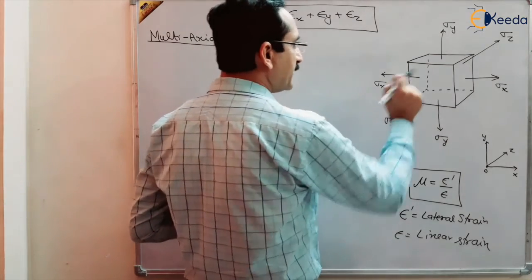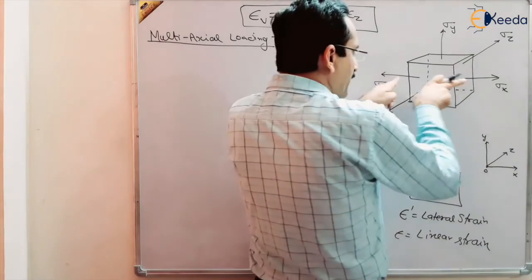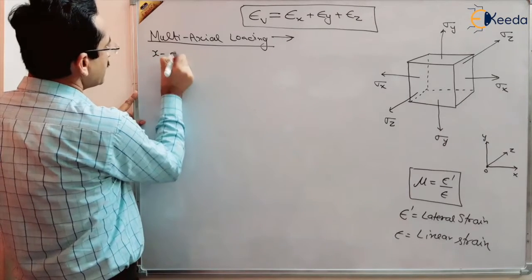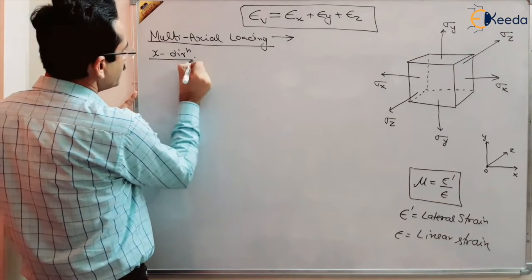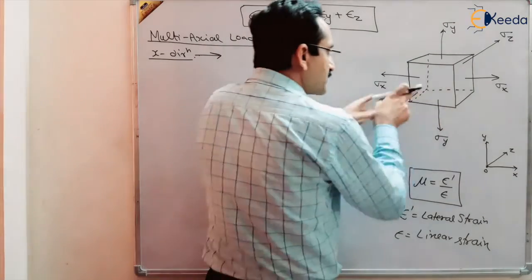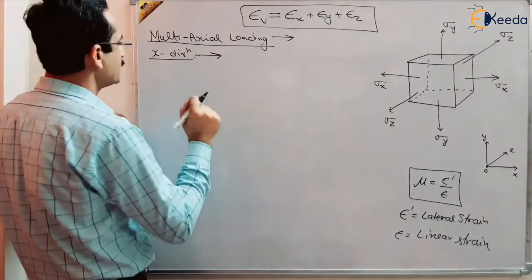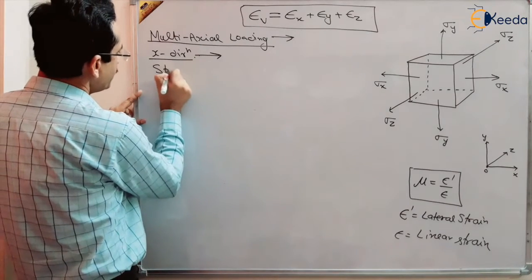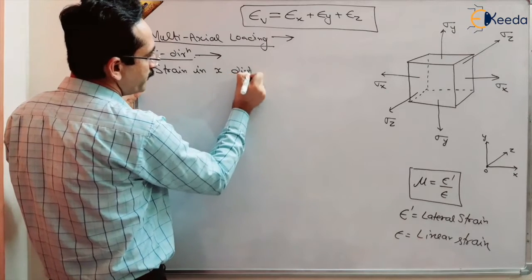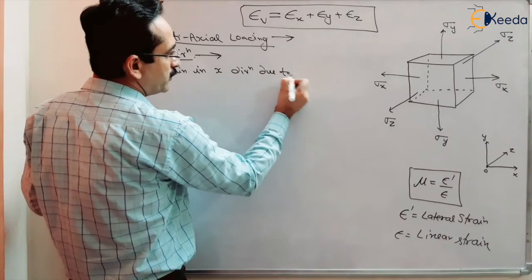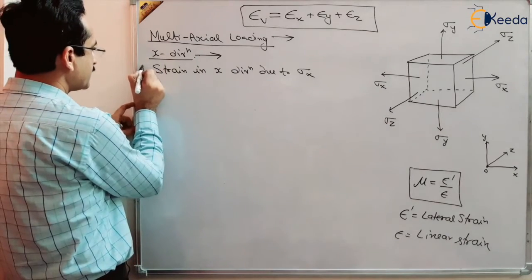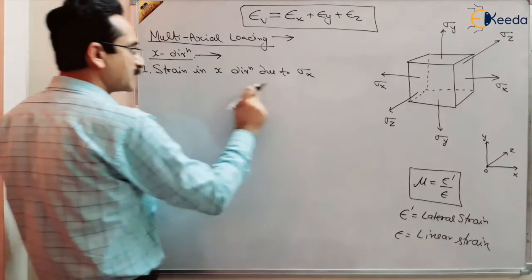Let us think that we are applying sigma x, suppose we are considering only x direction. What is the strain in x direction due to sigma x? Strain in x direction due to sigma x. What is that? So first case we are taking that strain in x direction due to sigma x.